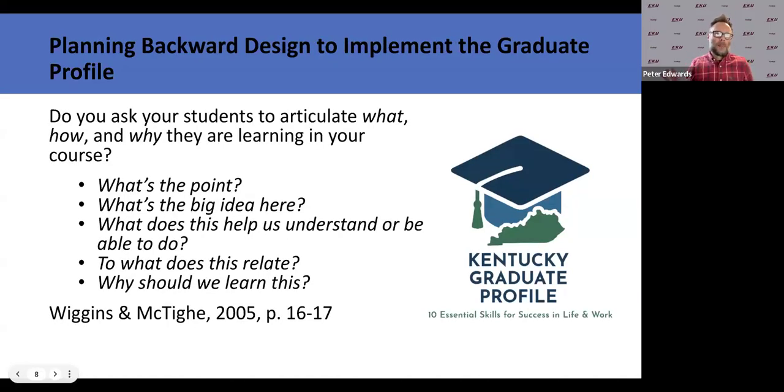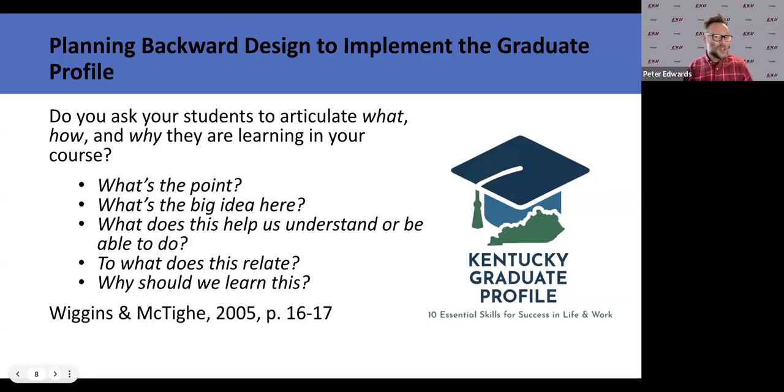So you want to consider what you're asking students to do in your course. What, how, and why they are learning in your course is really what we're looking for. When we think about teaching a course, we want to start with those big ideas, right? What's the big point? What's the big idea? What are those core ideas that we need students to leave with? What is it going to help students understand and be able to do?